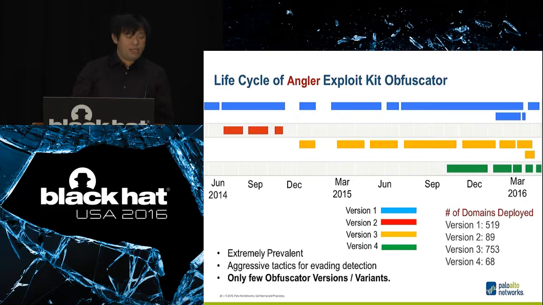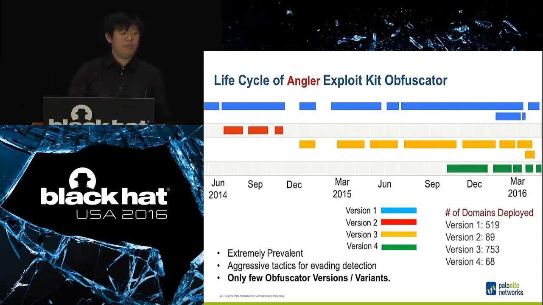However, things are quite different for the Angler exploit kit. We can see the Angler exploit kit is extremely prevalent. Version 1 lasts for 2 years, and the Angler exploit kit is very complicated, and it applies aggressive tactics for evading detection. Because each version is complicated, they don't need to change a lot for each version. So there are only a few obfuscator versions and variants for the Angler exploit kit.